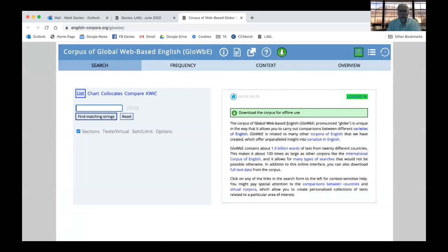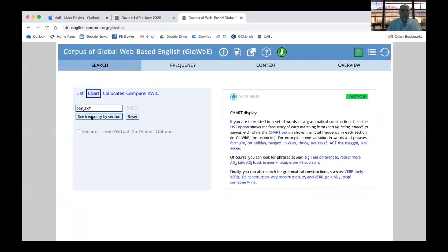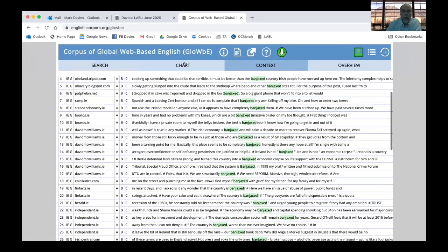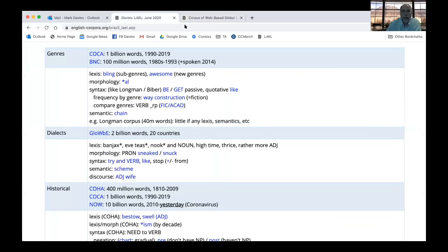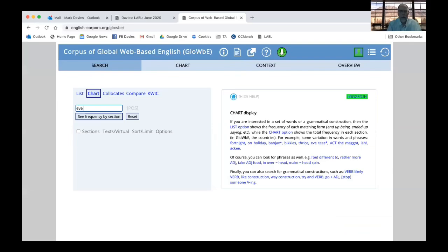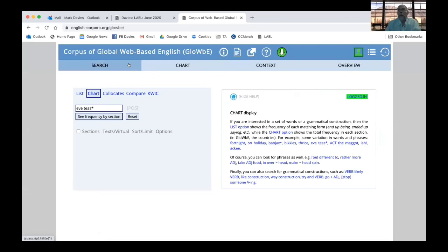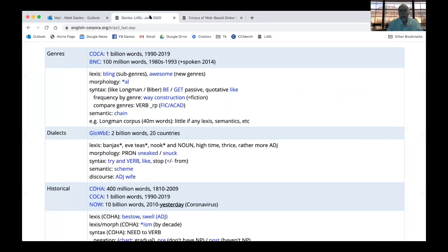At the most basic level, if you're interested in a particular word or phrase, you could put in, for example, banjaxed, which is something from Ireland, which means really messed up, screwed up. And you can see that it's limited primarily to Ireland, okay? Or for example, Eve teasing. Here, what's interesting, it's not one country, rather it's a region. So we have South Asia here, India, Sri Lanka, Pakistan, and Bangladesh. And Eve teasing, which means a kind of sexual harassment, is limited primarily to that region. So it might not be just a country, it might be an entire region that we're looking at.